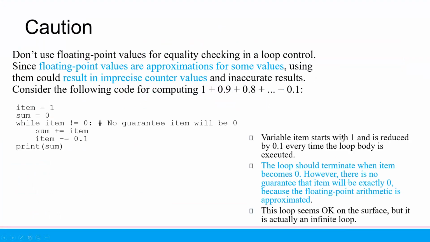So variable item starts with 1 and is reduced by 0.1 every time the loop body is executed. So the loop should terminate when item becomes 0. However, there is no guarantee that item will be exactly 0 because floating point arithmetic is approximate. So the loop seems okay on the surface, but it is actually an infinite loop. So when you do this kind of loop, please be careful.